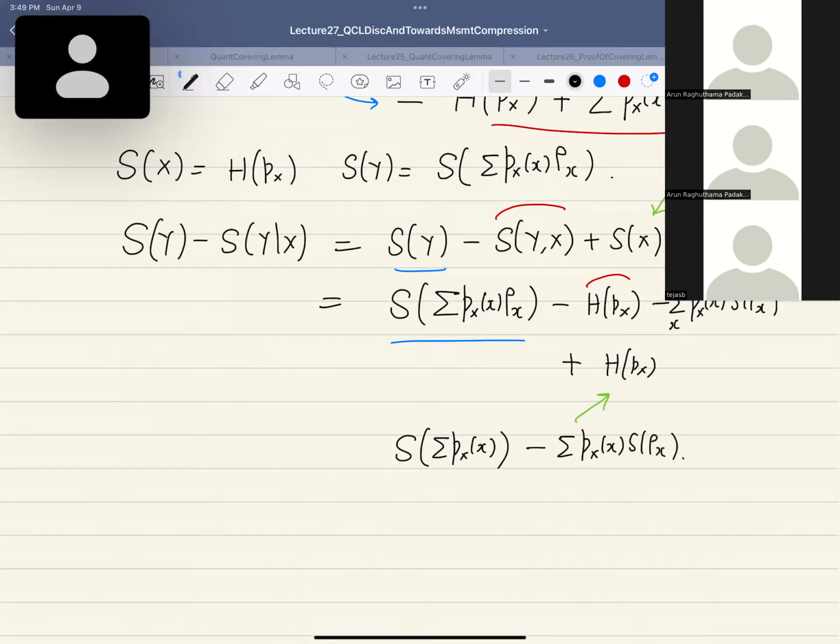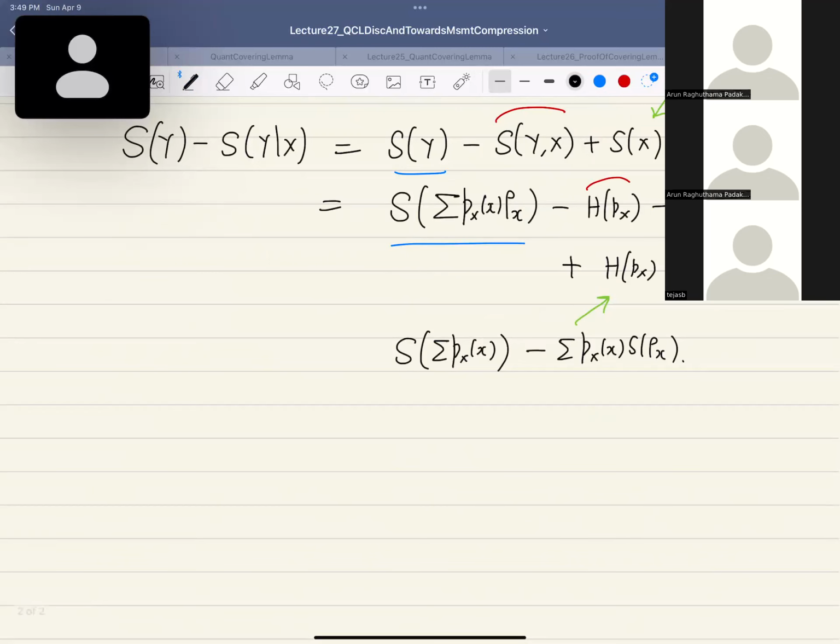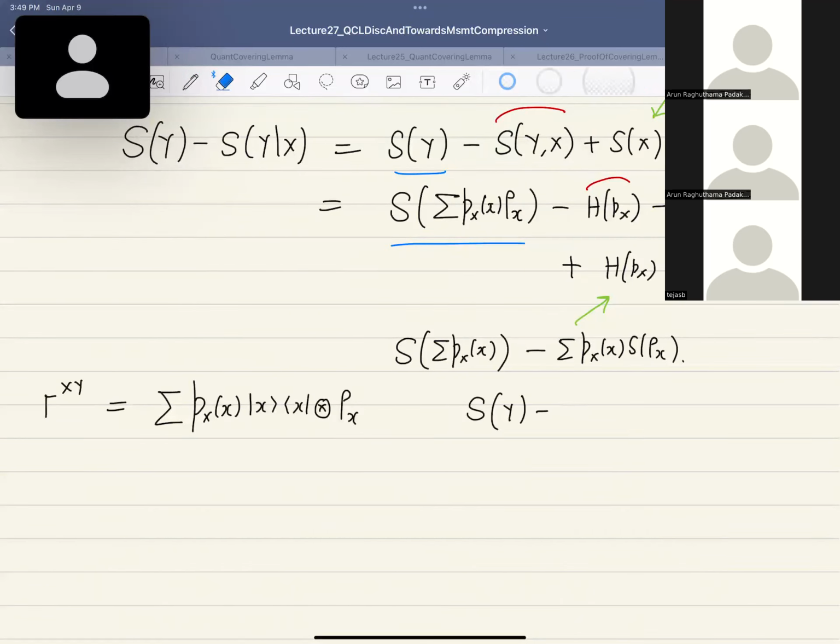So you can look at the CQ channel also in this form. If you are given the CQ channel, you can write the CQ channel as follows: P_X(x) times rho_x. Then your capacity is essentially, if you call this gamma XY, S of Y minus H of Y given X. And when you want to cover, you just go about that.